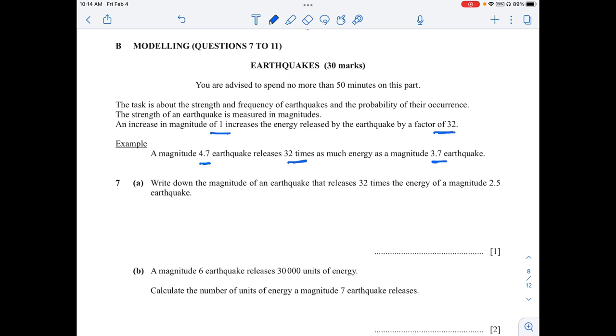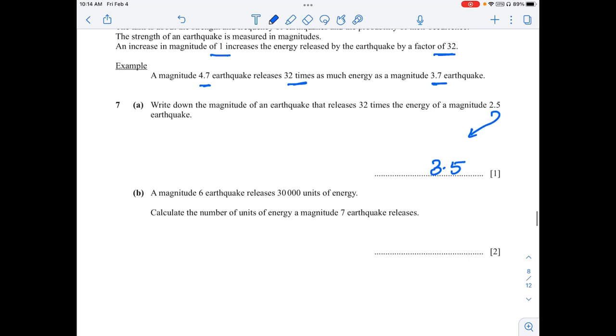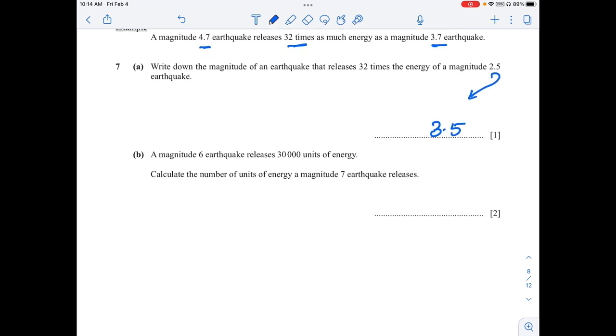Write down the magnitude of the earthquake that releases 32 times the energy of a magnitude of 2.5. So 2.5 plus 1 is 3.5. A magnitude 6 earthquake releases 30,000 units of energy. Calculate the number of units of energy a magnitude 7 releases. So it is 32 times 30,000, which is 960,000.